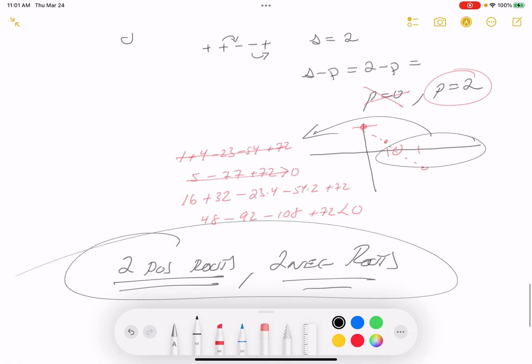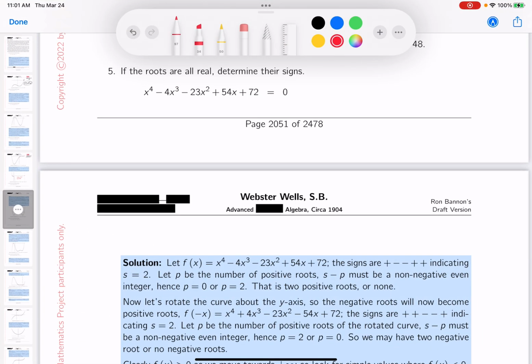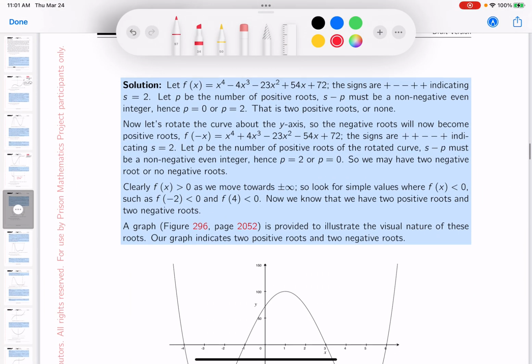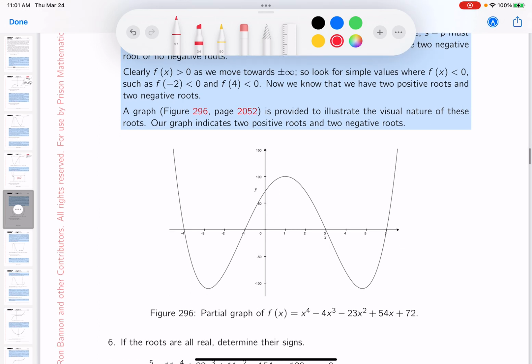All right, let's look at the picture. All right, go to that picture. We're on number 5 now. Let's take a look at it. And it's figure 296. I got that right here. And what do I see? Lo and behold, 2 negative roots and 2 positive roots.